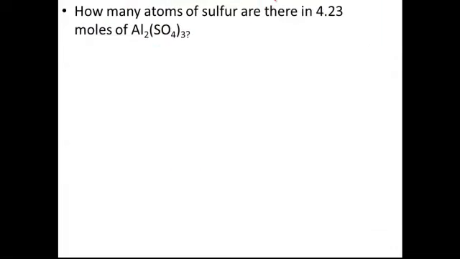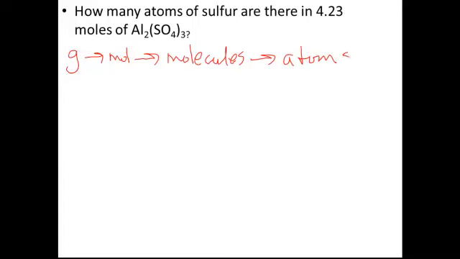Okay, third one. How many atoms of sulfur are there in 4.23 moles of Al2(SO4)3? So again, think about where we're starting and where we need to get. Grams, moles, and notice how that time I wrote moles without an E on the end. Sometimes you will see that; instead of writing with an E, sometimes they don't. And so in this case, think about where we're starting and where we need to get.